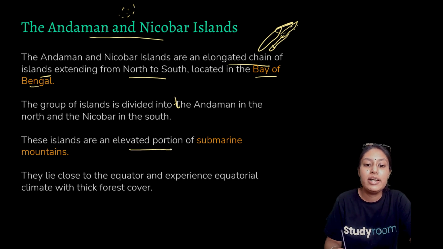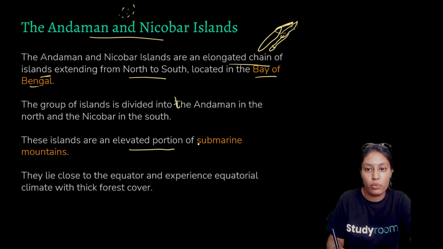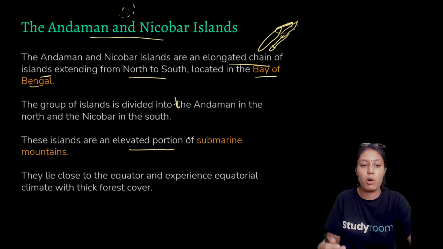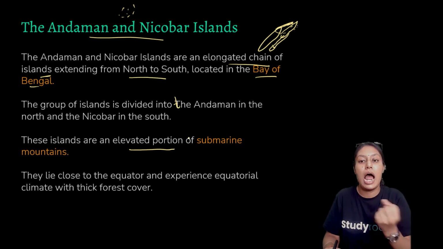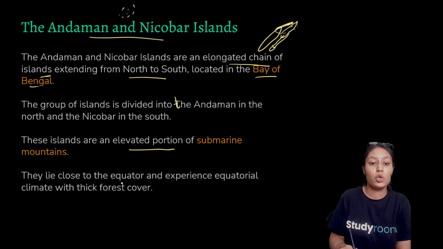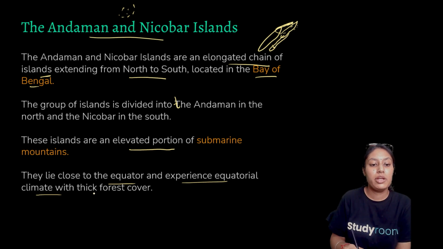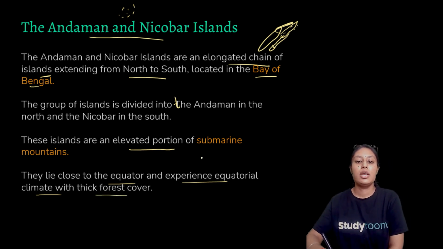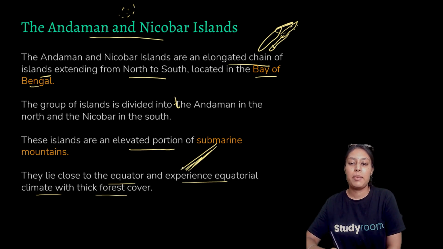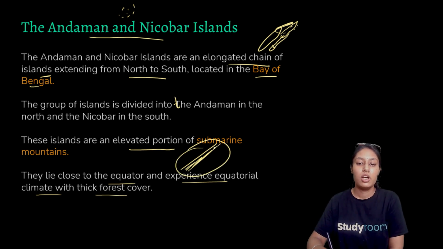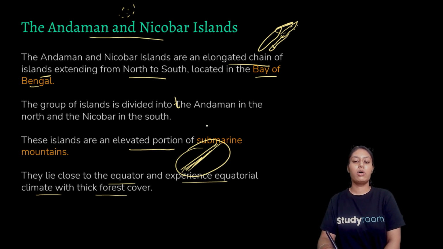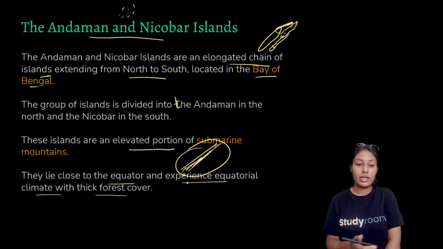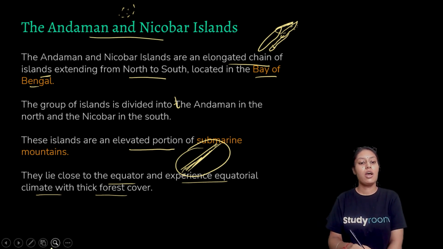These are elevated portions of submarine mountains. So Andaman also has submarine mountains. They are elevated portions, meaning they have a little higher altitude. They lie close to the equator and experience an equatorial climate with thick forest cover. The equator is the center of the earth. So they experience the equatorial climate, and they have thick forest cover.